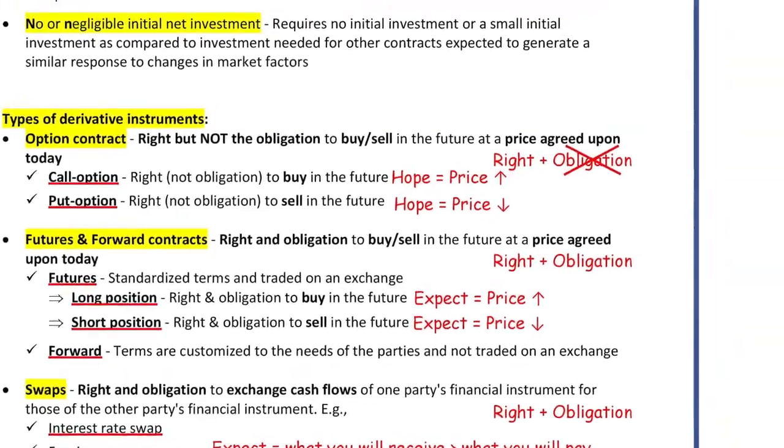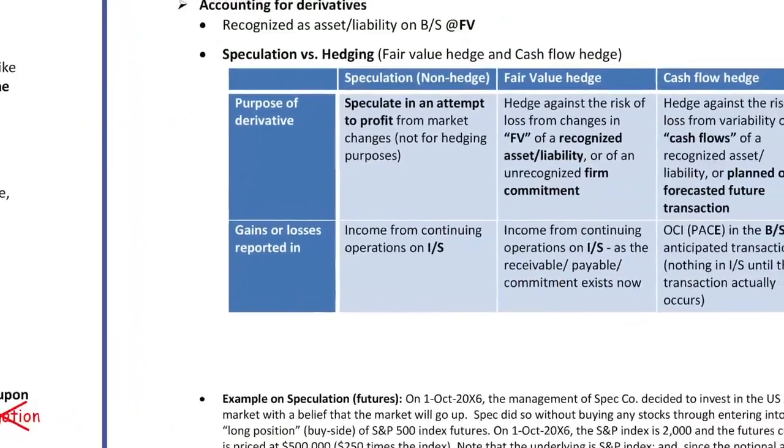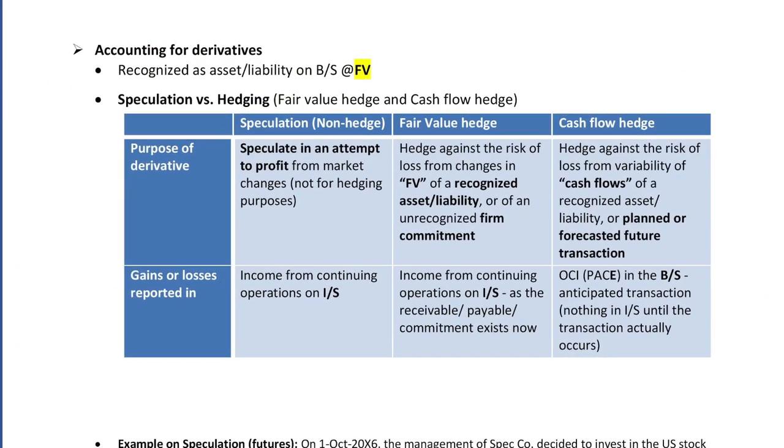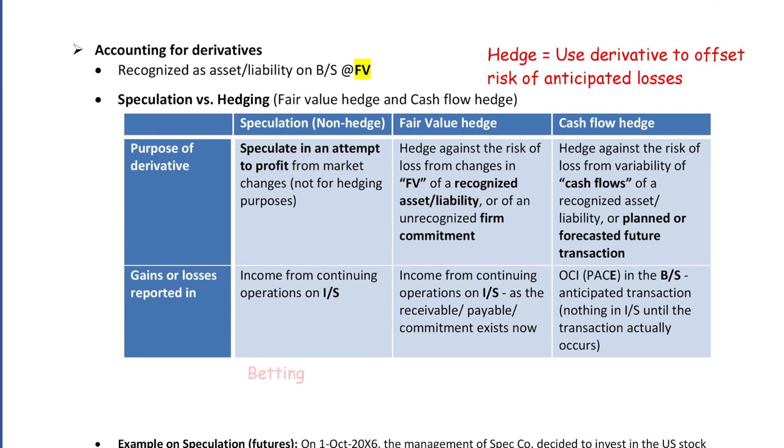On page 17, we are looking at accounting for derivatives and hedges. Highlight measured at fair value. Write, hedge equals use derivative to offset risk of anticipated losses. Now, we've got a lovely table here where we're comparing speculation versus hedging. So, speculation is when you attempt to profit from market changes. Gains or losses for speculation, they go to the income statement. Speculation, that sounds like, right, betting.